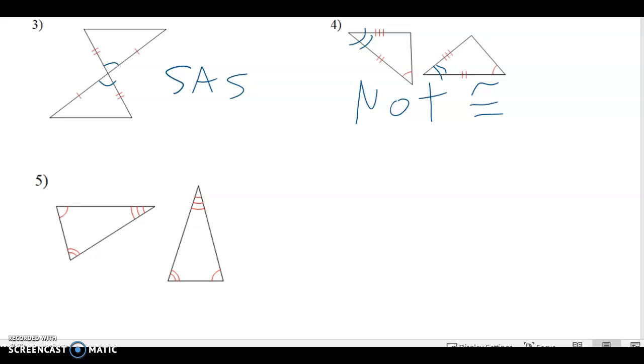Alright, and our last example is example 5. Now, example 5 is a different one because, what am I actually given here? I've got angle marks, a single and a double and a triple angle mark, but I've actually got no sides. So I've got 3 angles. Now 3 angles is not 2 sides and 1 angle, it's 3 angles. So for this one, again, we should not assume that they're congruent.